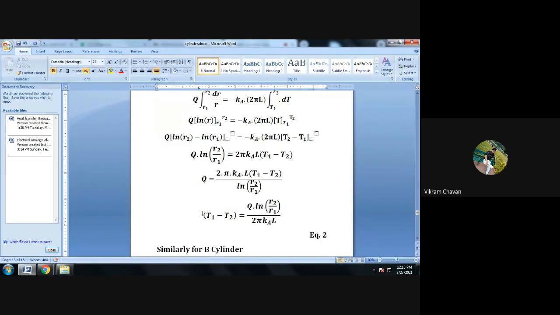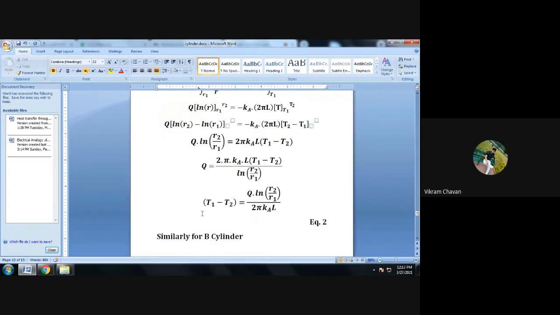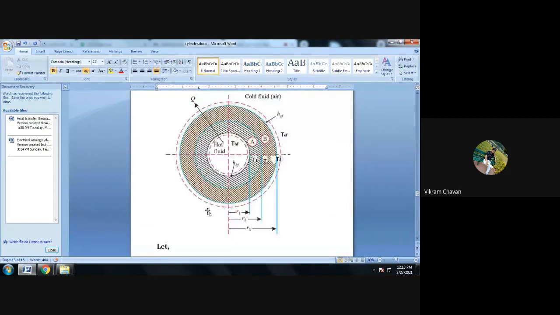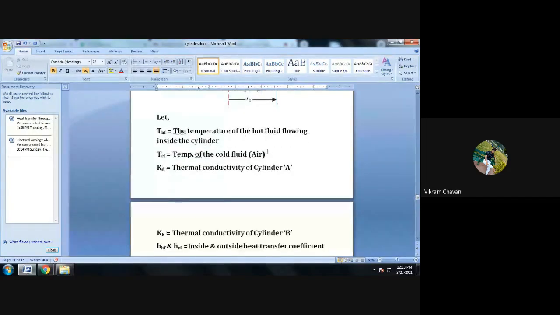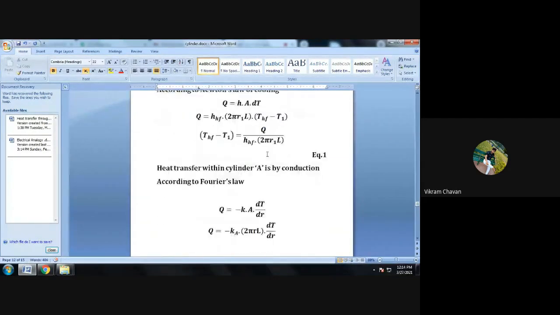Similarly, we have to calculate the heat transfer equation for cylinder B. After reaching the external surface of cylinder A, the heat will transfer through cylinder B. That will also be conduction heat transfer. So the same conduction equation we have used for cylinder A, we can use for cylinder B by changing the nomenclature appropriately.